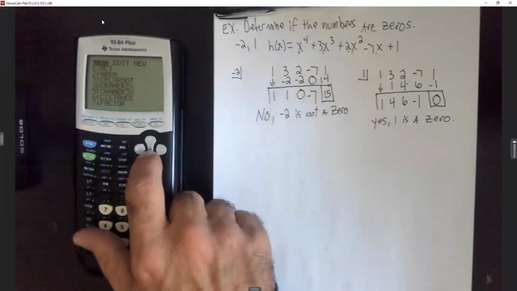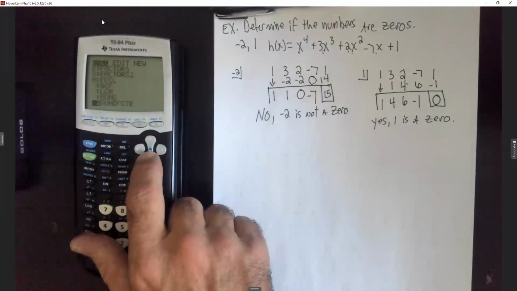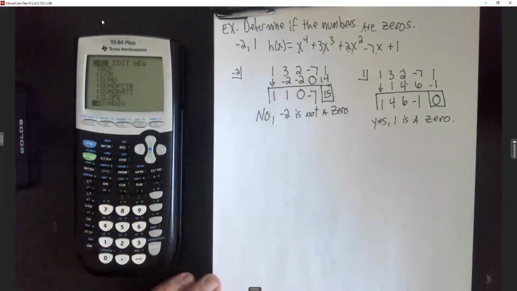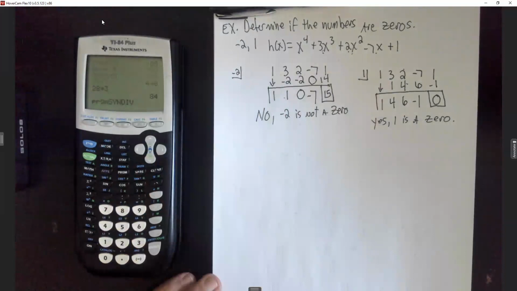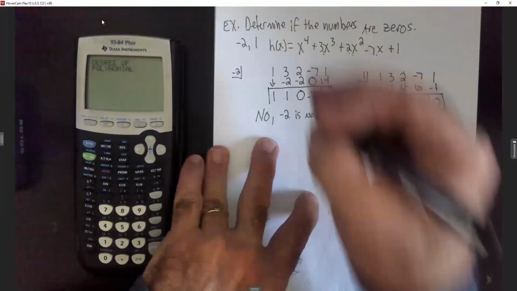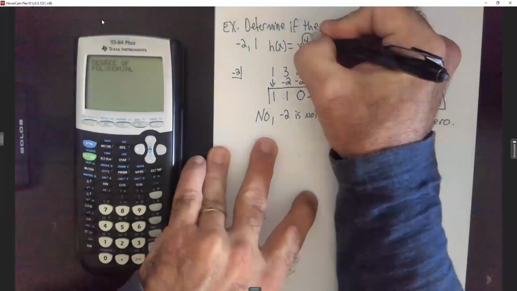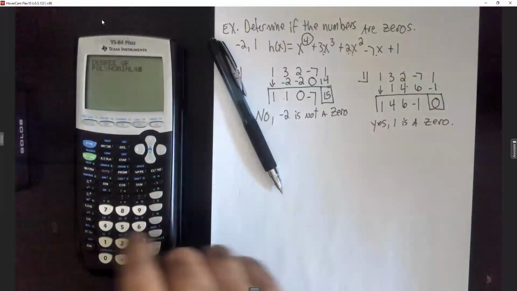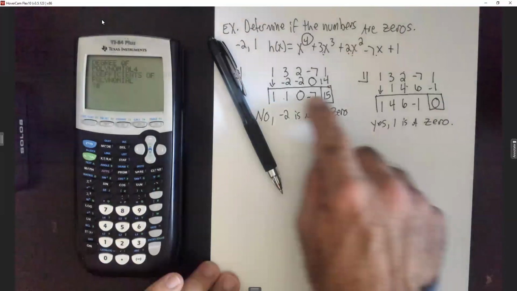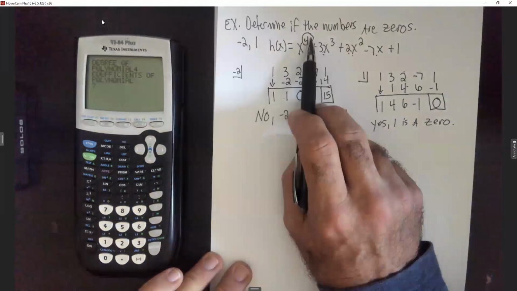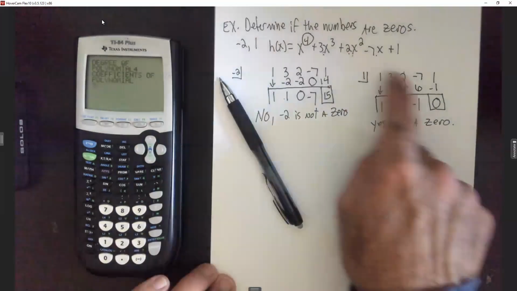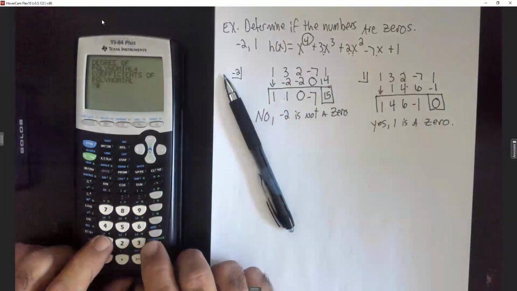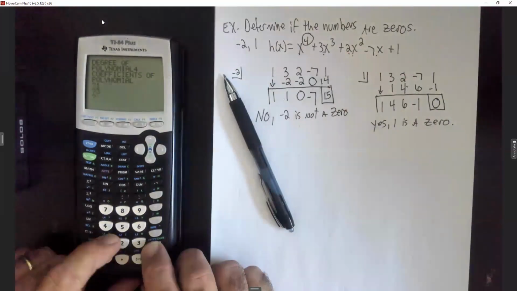And then arrow down till you find SynDiv, which is short for synthetic division. You're going to hit enter and then enter again. So the degree of the polynomial is going to be the 4, because the degree is the highest exponent. And it needs to know that to know how many numbers we got to put in. Because remember, it's always one more number than the highest exponent. Then it wants me to add the coefficients. So the coefficients would be the same numbers. So I got a 1 enter, 3 enter, 2 enter, -7 enter, and a 1 enter.